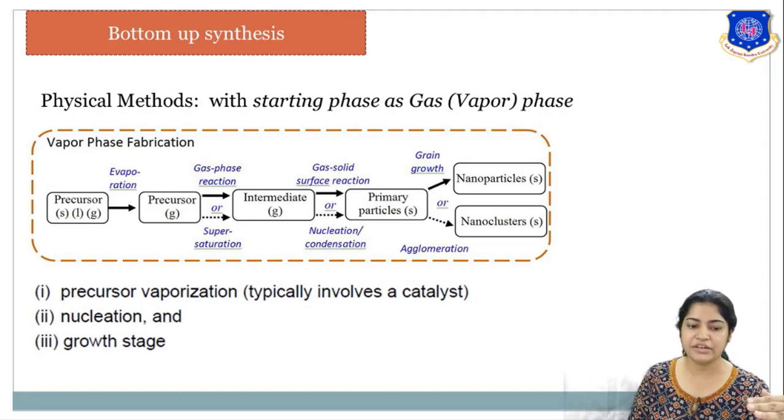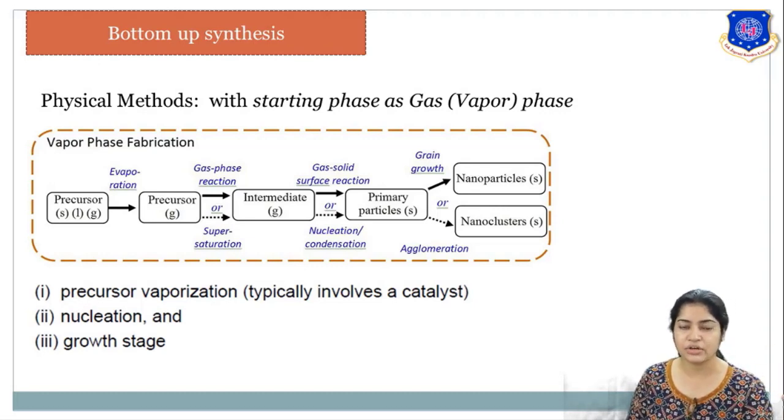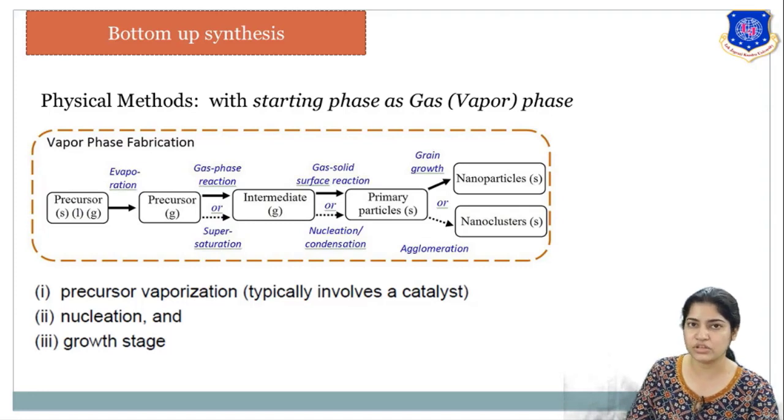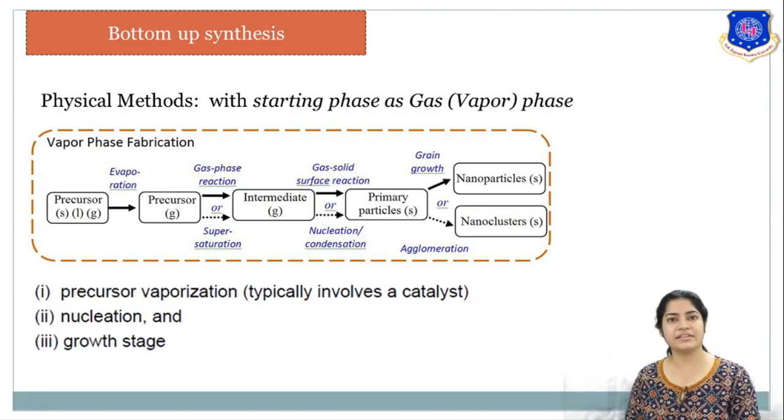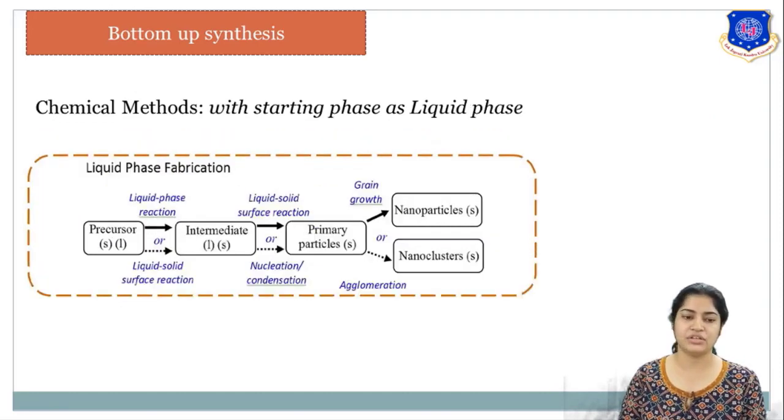So how can you divide it? First of all, precursor vaporization is there. Your precursor vaporization mainly involves a catalyst. A catalyst is responsible for providing the precursor. Then nucleation is carried out, then the growth stage.